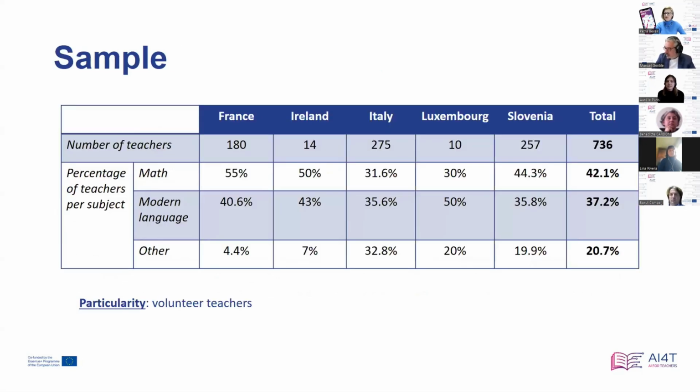On this slide, you can see the sample. There were 3 countries with bigger samples, for which we conducted the full evaluation analysis: France, Italy, and Slovenia, and 2 countries with smaller samples, Ireland and Luxembourg. The sample was made up mostly of math and modern language teachers, approximately 80%. And one thing that is important to note before I present the results is that the teachers were volunteers. So these results are representative of a population of teachers who are inclined to participate in an AI training.